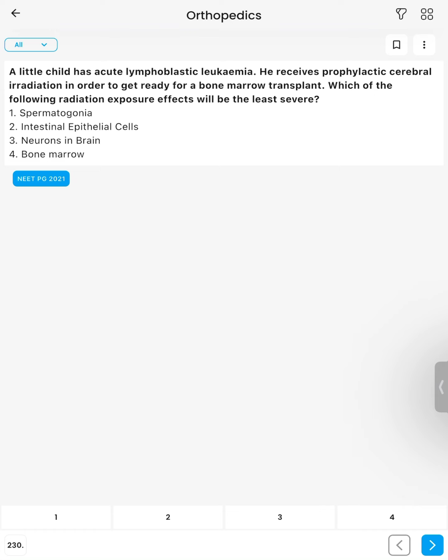A child has acute ALL, acute lymphocytic leukemia. Which of the following radiation exposures will be least severe? In this case, you have to see which of the following cells will divide less. When the cells start dividing, it will stop at one stage. Neurons are the ones.